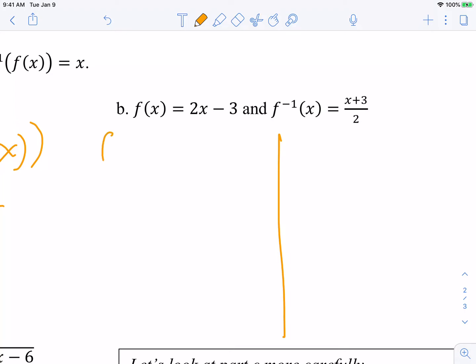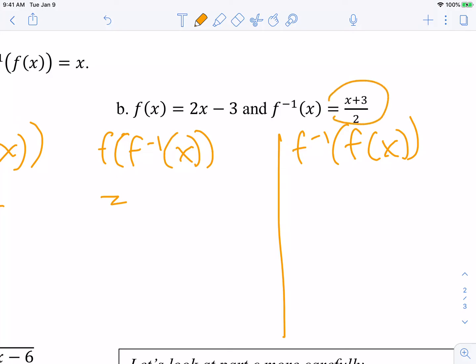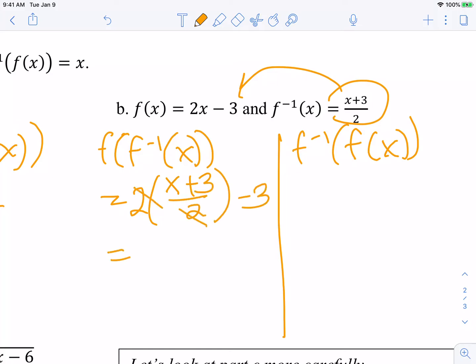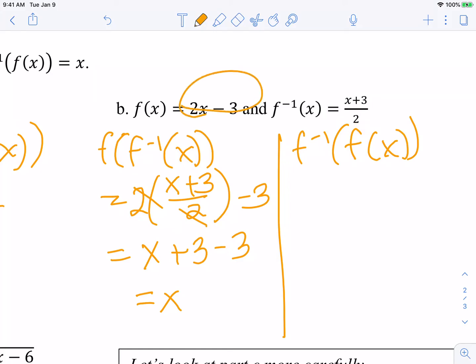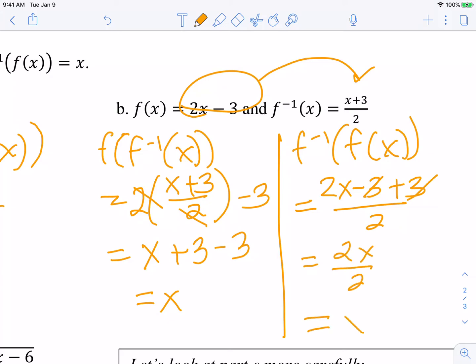So I'm going to plug in the inverse into the original, and then I'll plug the original into the inverse. So here's going to be the inverse into here, so that's going to be 2 times x plus 3 over 2 minus 3. That'll be x plus 3 minus 3, which equals x. And then for the next one, we're going to plug this into the inverse. That's 2x minus 3 plus 3 over 2, 2x over 2, so that equals x.